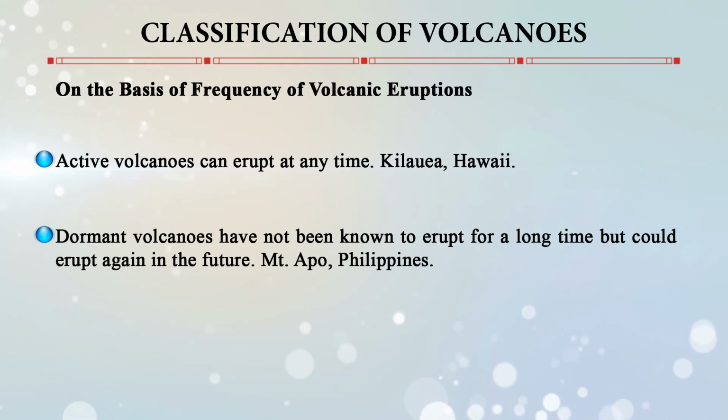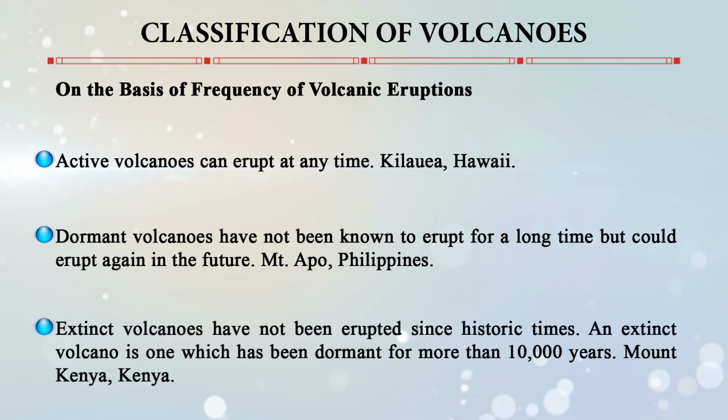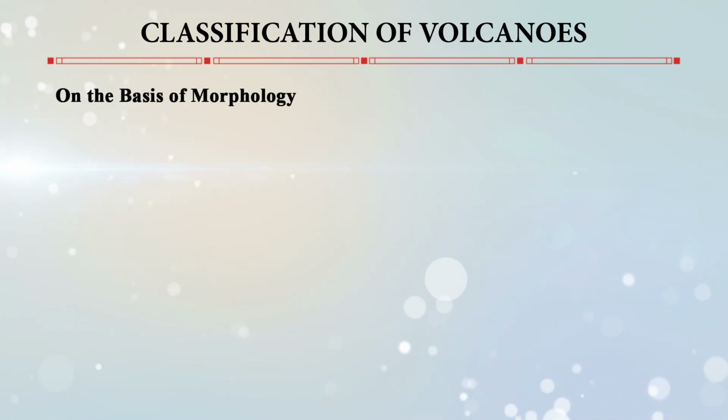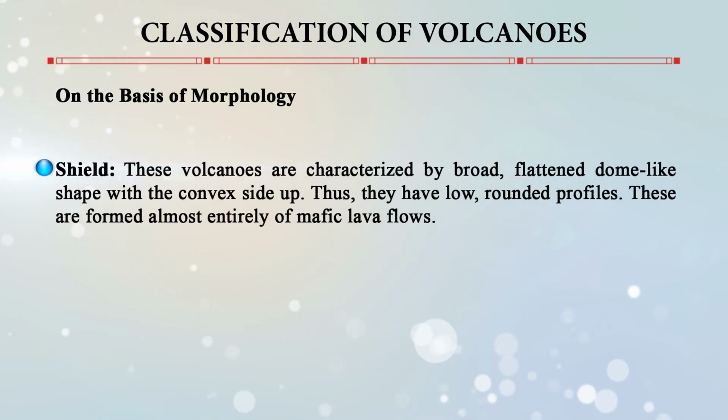For example, we have Mount Apo from Philippines. Extinct volcanoes means they have not erupted since historic time. An extinct volcano is one which has been dormant for more than 10,000 years. An example is Mount Kenya, Kenya. Now, we also have the classification on the basis of morphology. We have the shield volcanoes, the lava domes, etc.